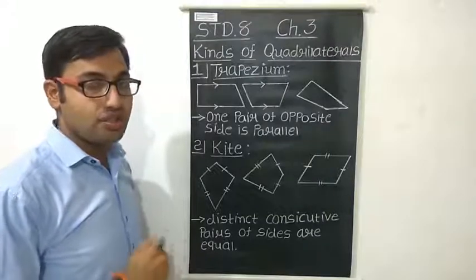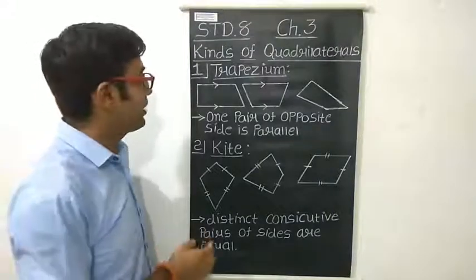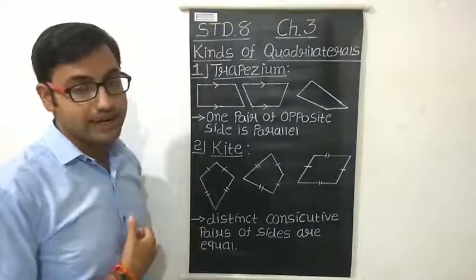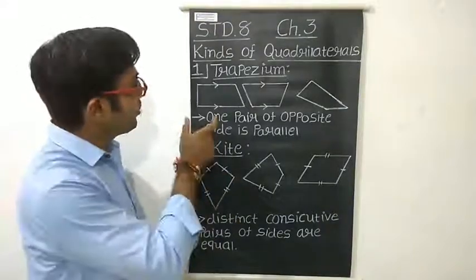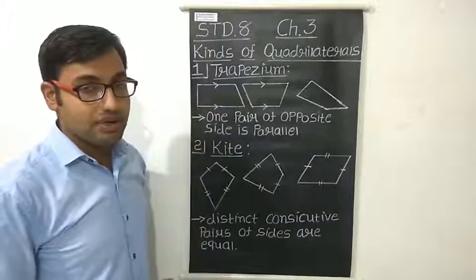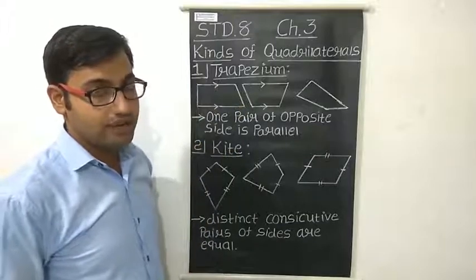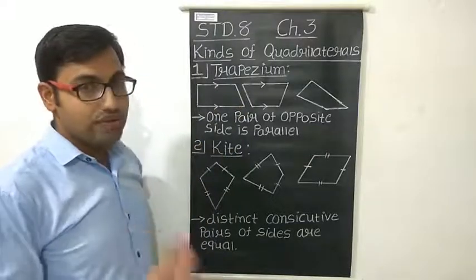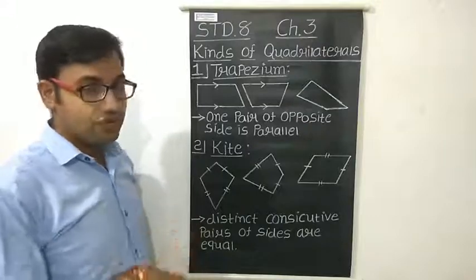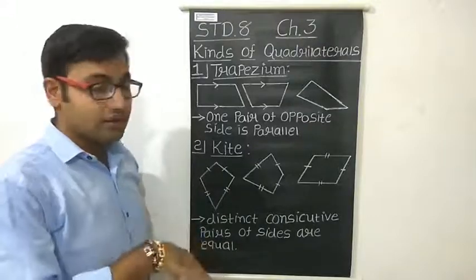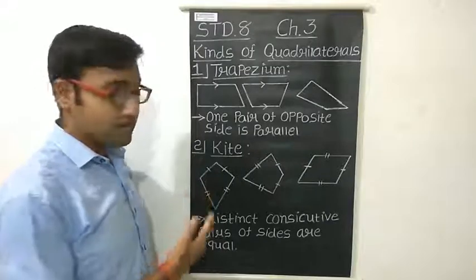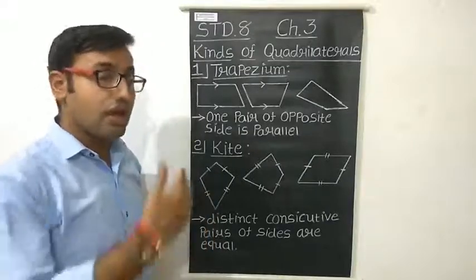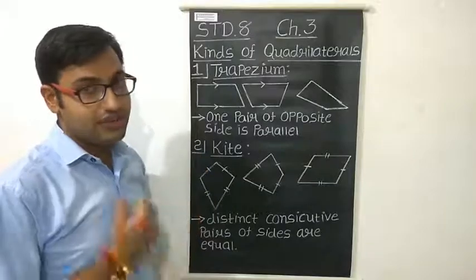Hello students, today we will study about the kinds of quadrilaterals. That means the types of quadrilaterals. This is the topic of standard 8, chapter number 3, understanding quadrilaterals. So till now we have studied about the different types of curves. From that we classify the polygons, and from polygons we classify the quadrilaterals.